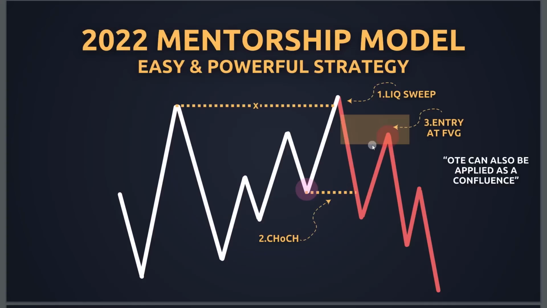I would say if it's too big, then I would have it at the 50%. If it's kind of a small one, I would have it at the beginning of the fair value gap. And then we can target any other liquidity level.